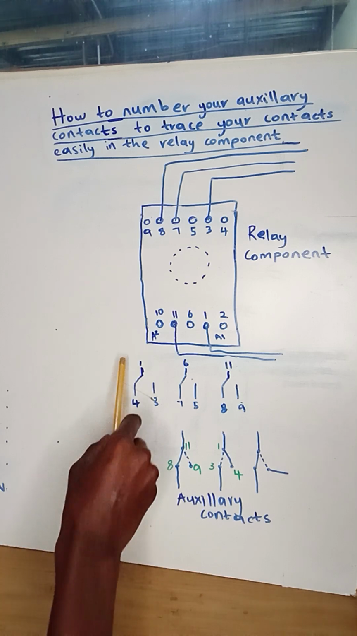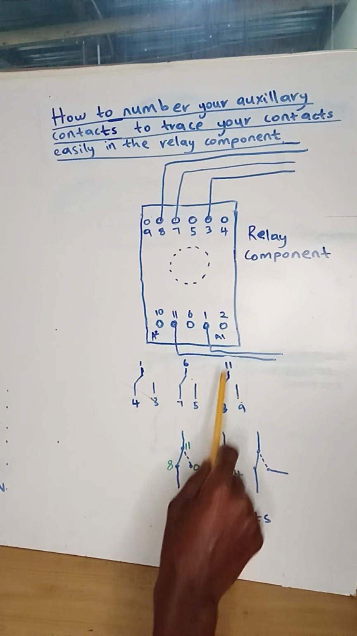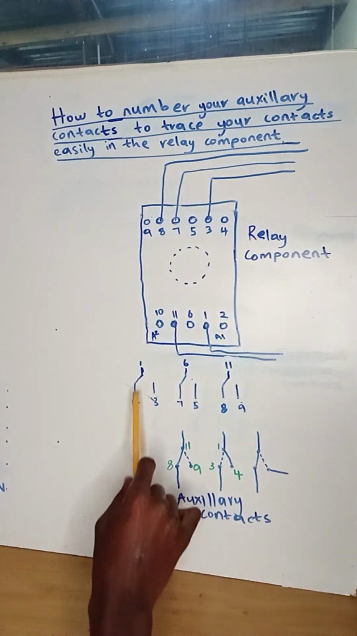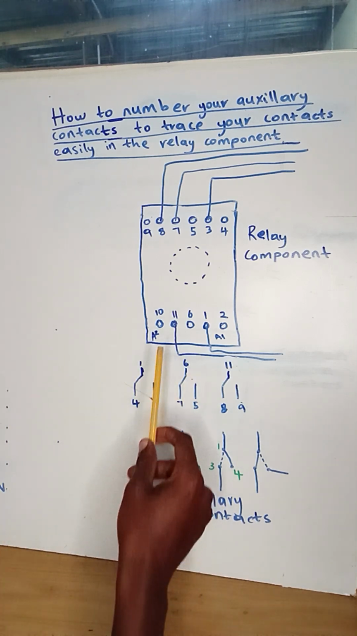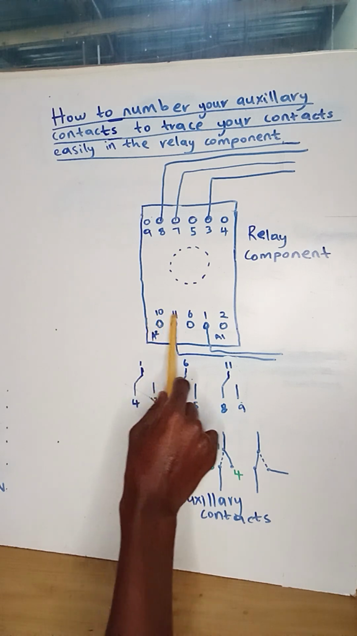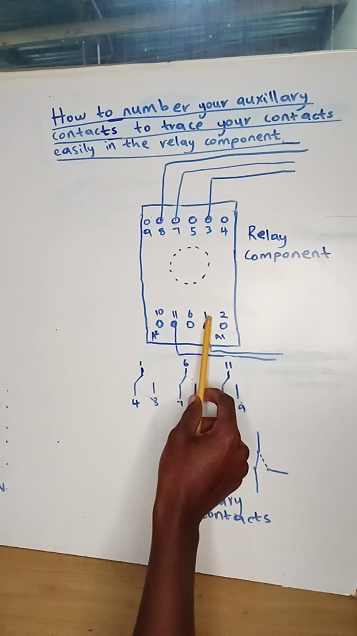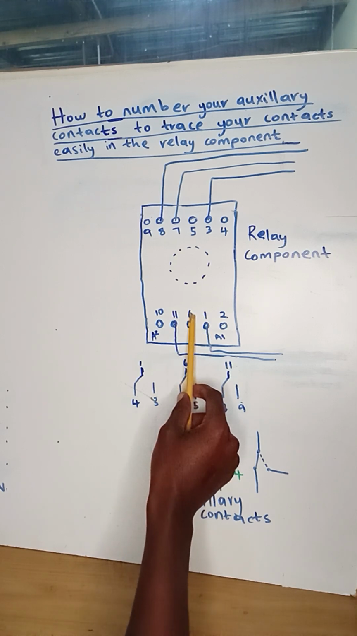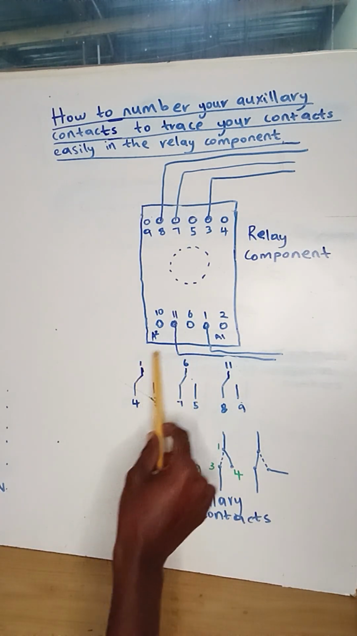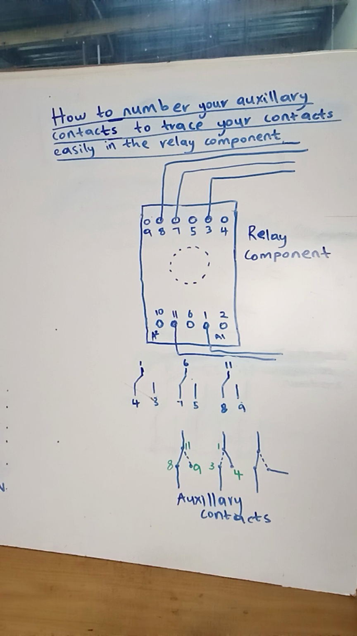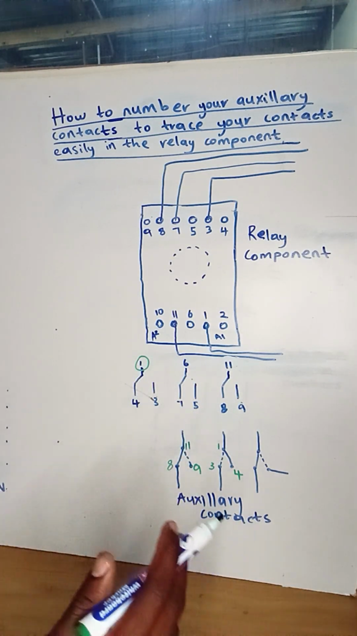So your commons, we have 1, 6, and 11. Since we know our commons, we will go to the relay component and check if 1, 6, and 11 are connected with the wires. Always remember that your commons, you'll find them in the bottom points. So we'll check 1, 6, and 11, which are these three middle points, and see which ones are connected. 1 is connected, 6 is not connected, so I won't circle it.